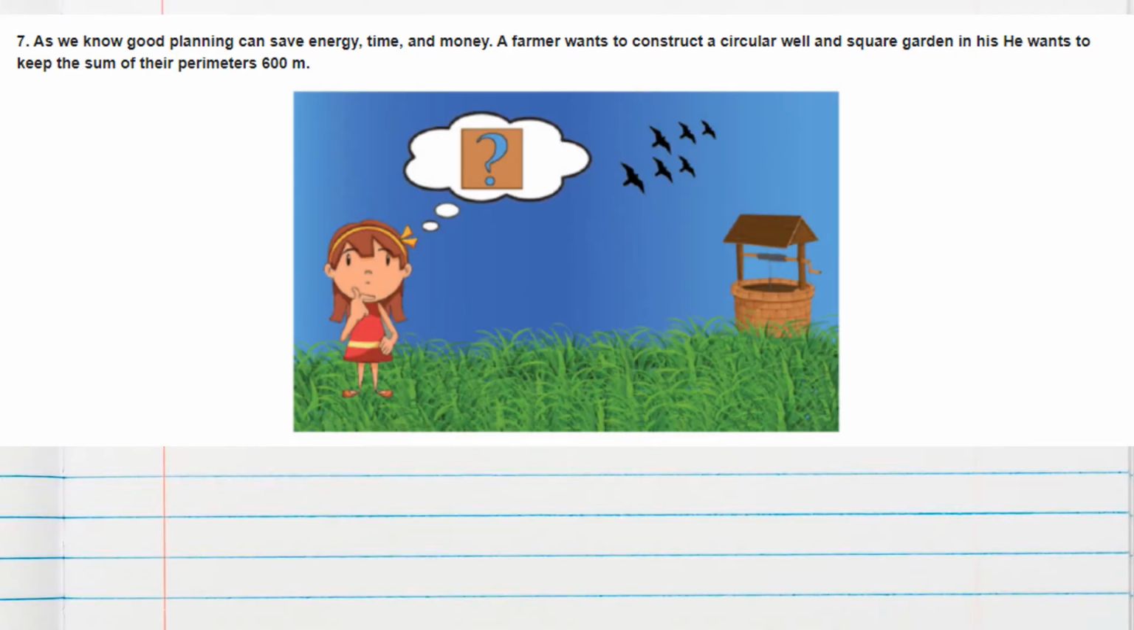The question is, as we know, good planning can save energy, time and money. A farmer wants to construct a circular well and a square garden on his land. He wants to keep the sum of their perimeters at 600 meters. The sum of the perimeter of the circular well and the square garden is 600 meters.